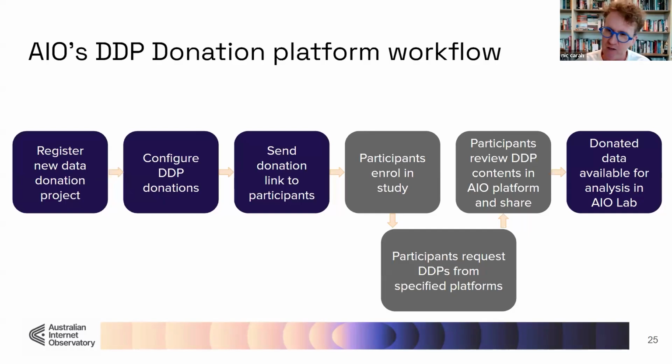They can choose to uncheck information that they don't want to share with the researchers. Then if they're happy to continue, they can submit and donate that data to the research project. That DDP then just sits inside that researcher's research project in the AIO. It's not shared any more broadly than that. So this workflow would enable researchers in Australia to conduct studies on a whole range of platforms that offer DDPs, create their own projects, engage with their own participants, and have them safely and securely donate data.